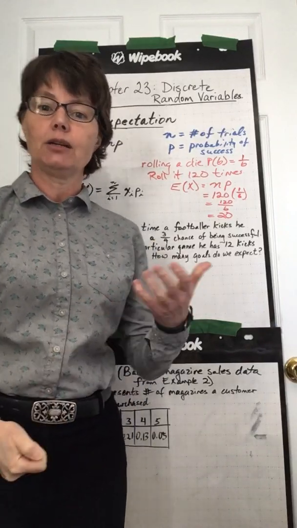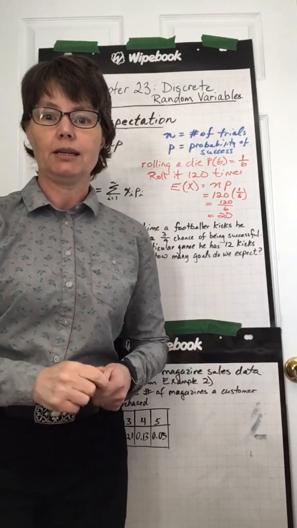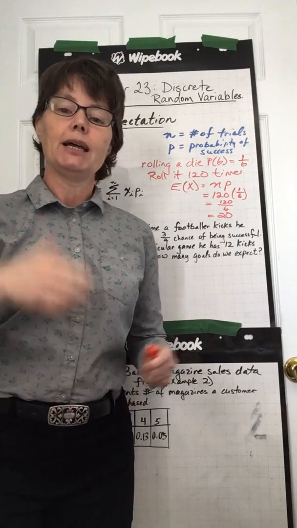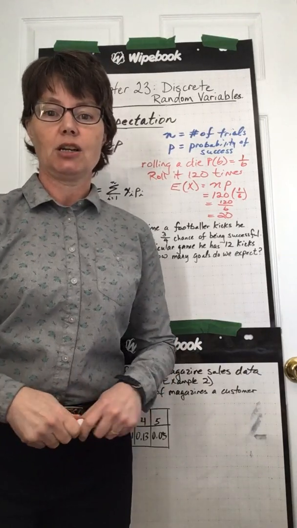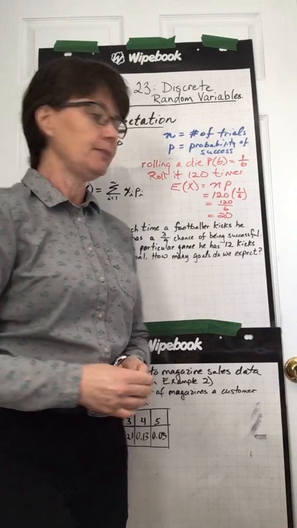In reality, we know experimental probability, if I actually did that 120 times, we probably wouldn't get exactly 20 sixes. It'll probably be some other number, but expectation is based on theoretical probability of each trial.